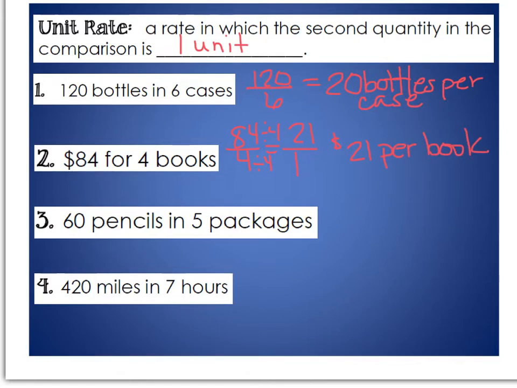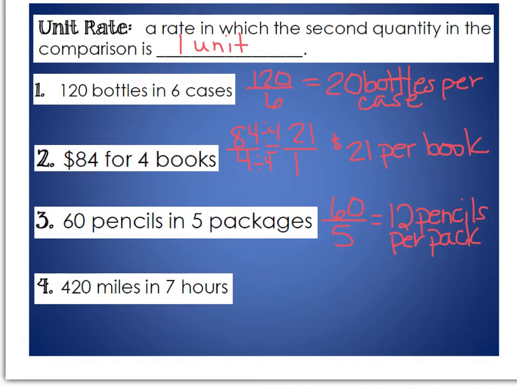It doesn't matter which method you use, you're still going to get the same answer as long as you do the mathematics correct. Okay, next we have 60 pencils in 5 packages. So if we took 60 and we divided it by 5, we're going to get 12. So that would be 12 pencils per pack.